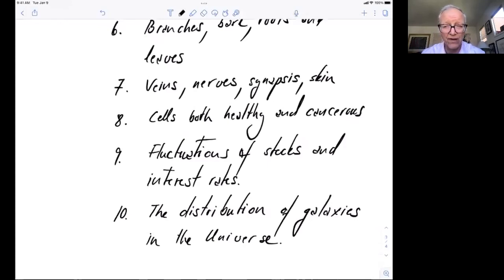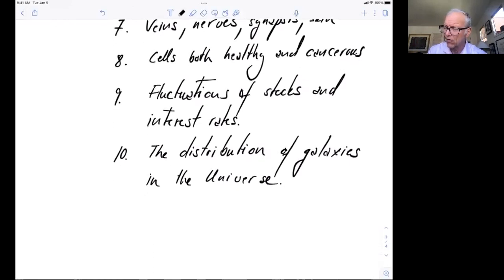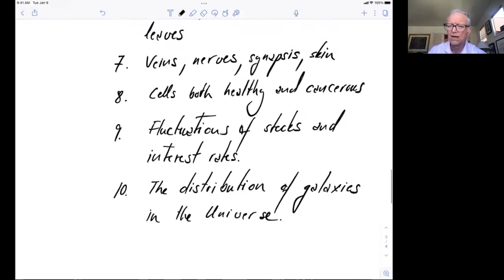So not only are we living on the surface of the Earth, which is a fractal, we're living in a universe that has a fractal structure as well. Now, what is causing all of this?